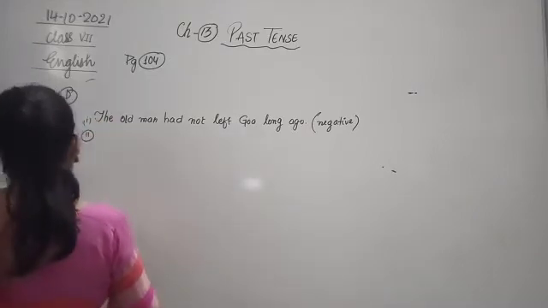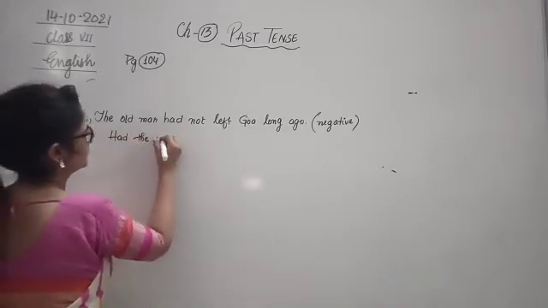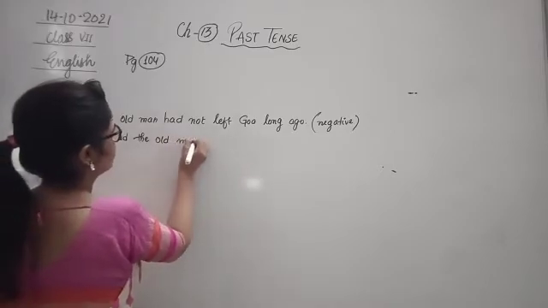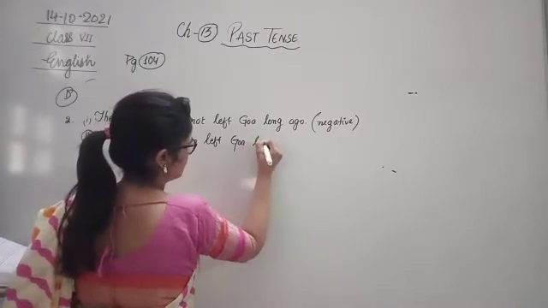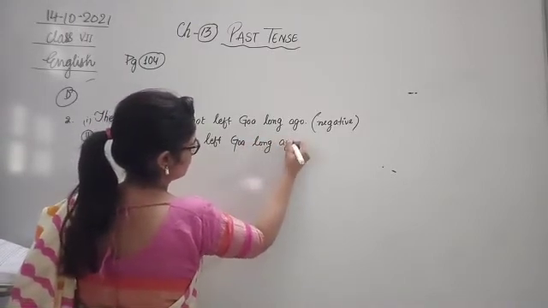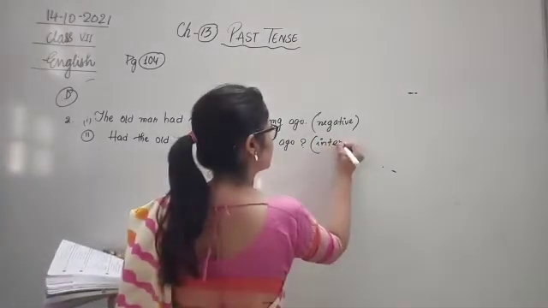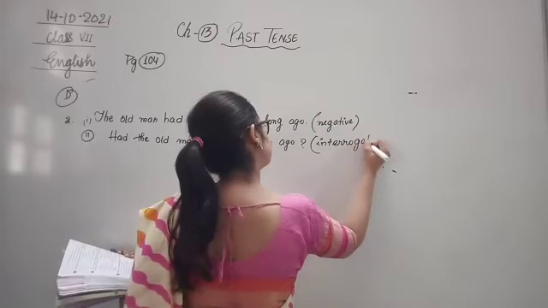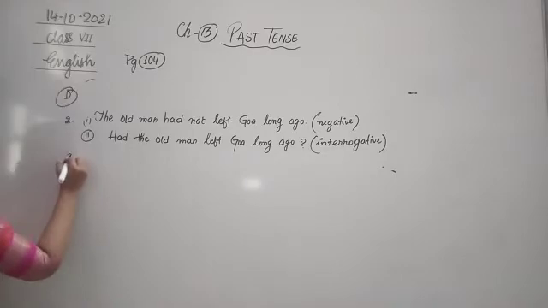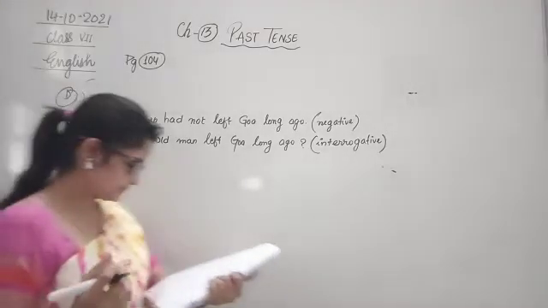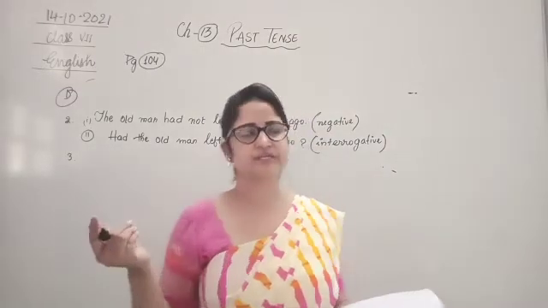So, had the old man left Goa long ago? Question mark. Interrogative. Number 3. The chef had prepared vegetable biryani for dinner.